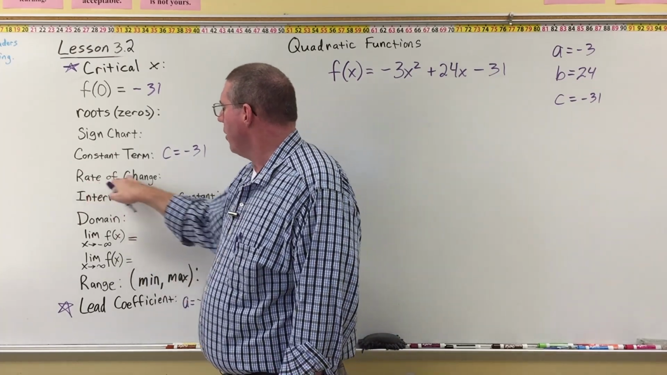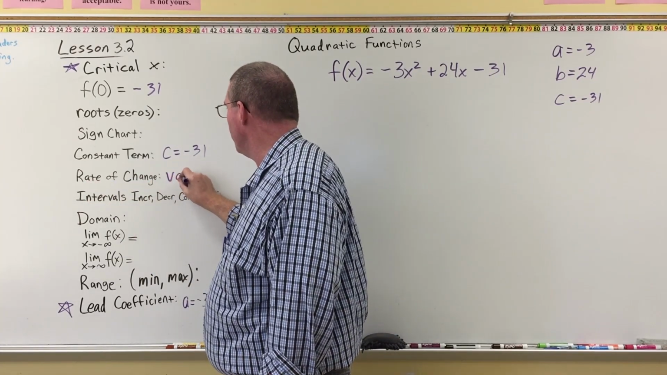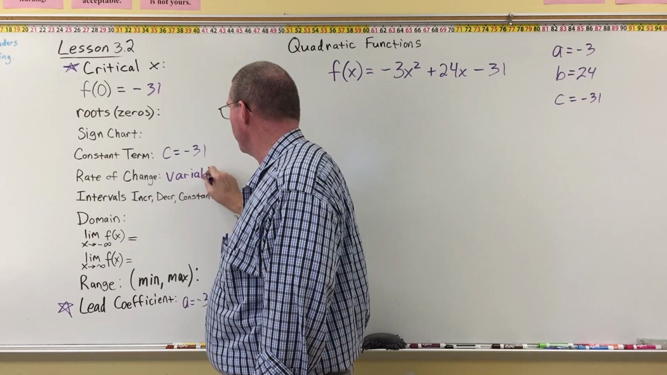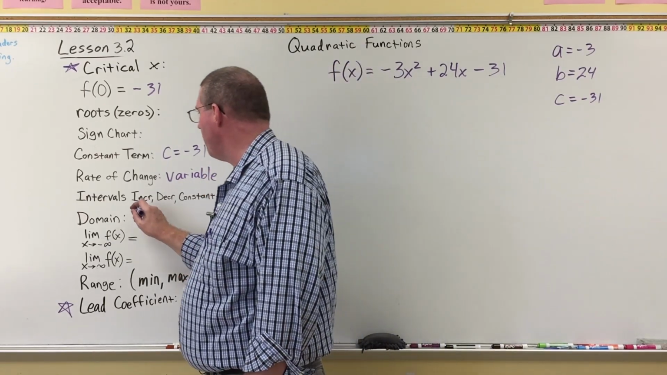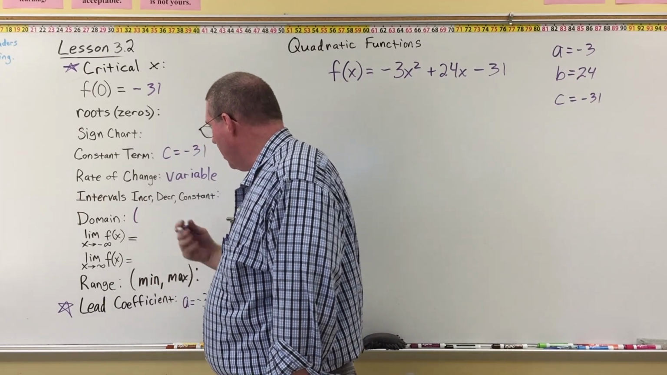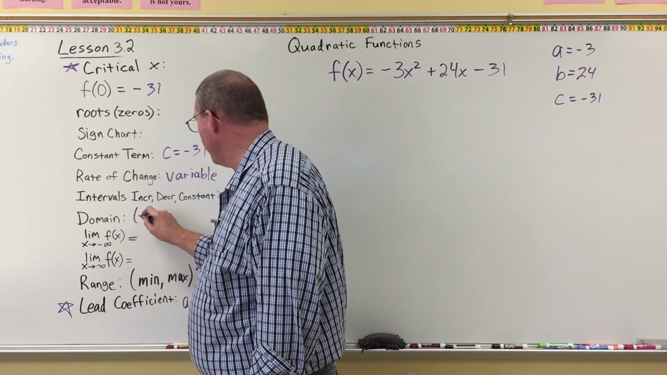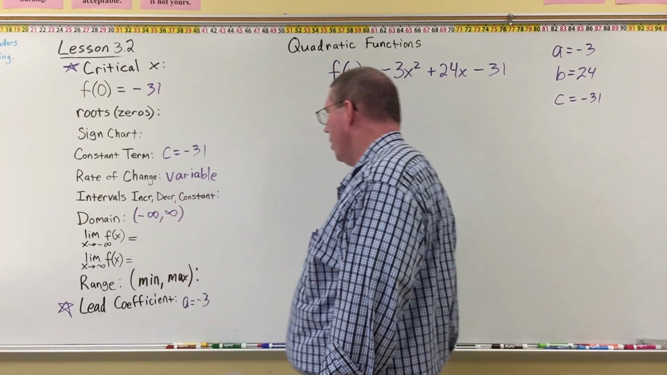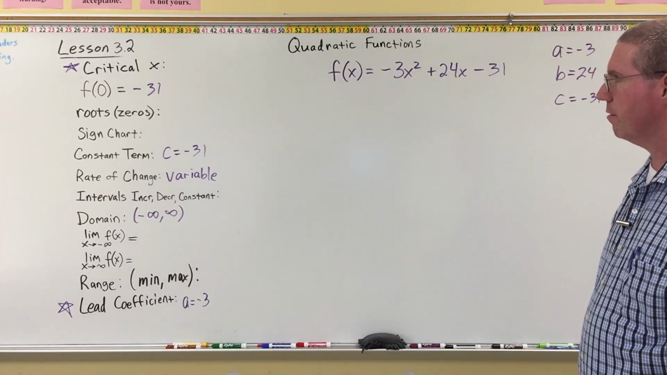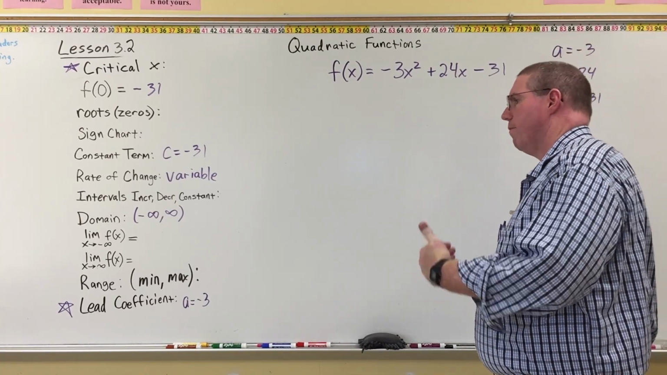We also know that the rate of change is variable and that we're not going to do that in a college algebra class. You can wait for calculus to do that. And we know that the domain of a polynomial function is negative infinity to positive infinity. Okay? All right, so that's the easy stuff. Now let's get to the stuff that requires a little bit of work.